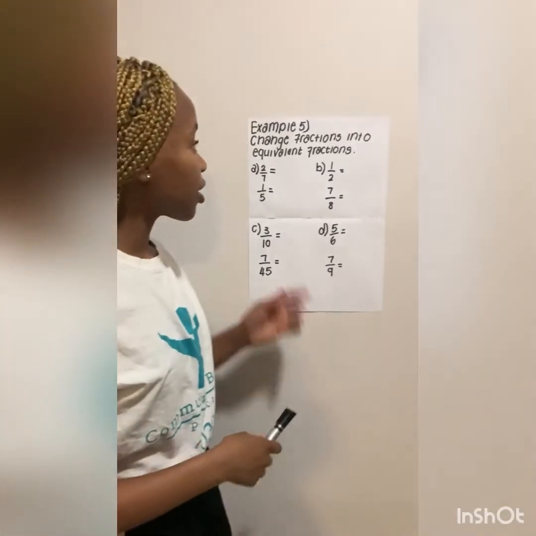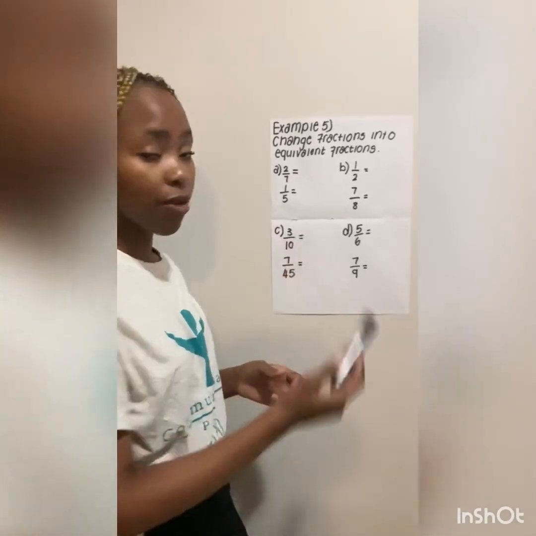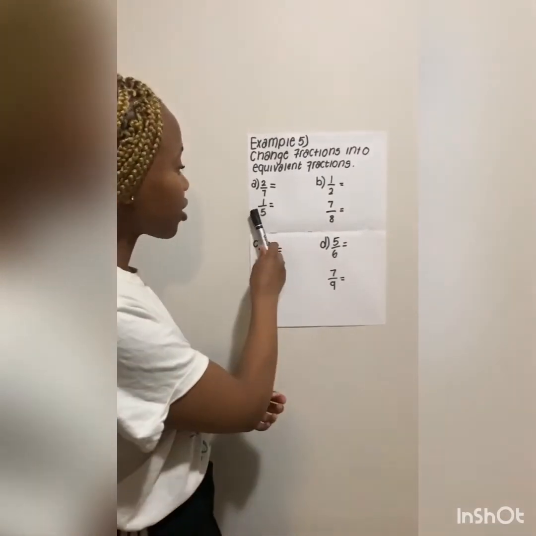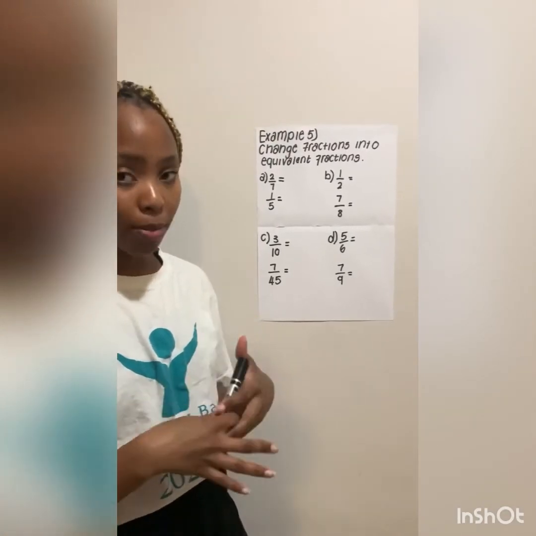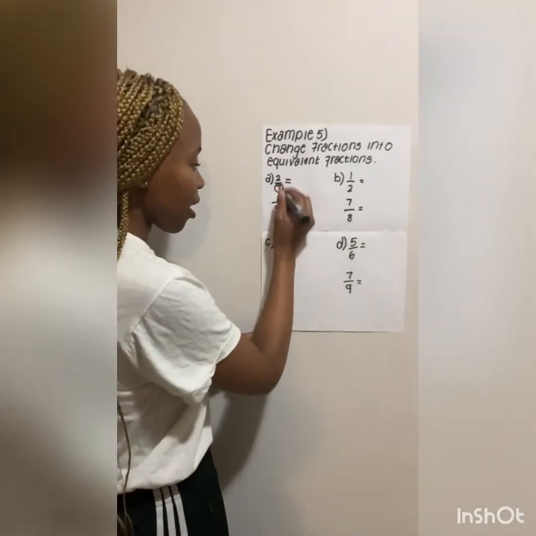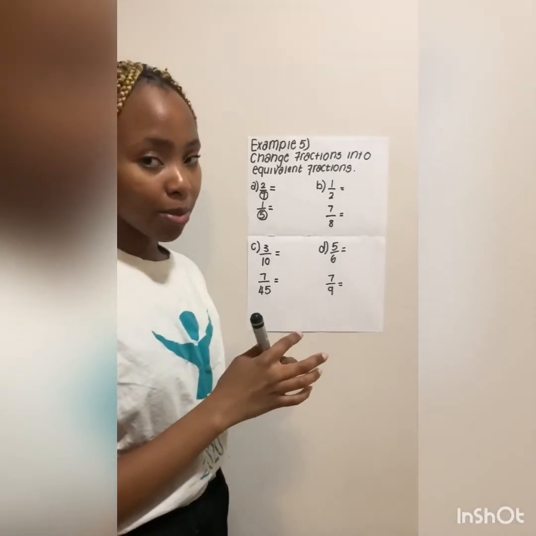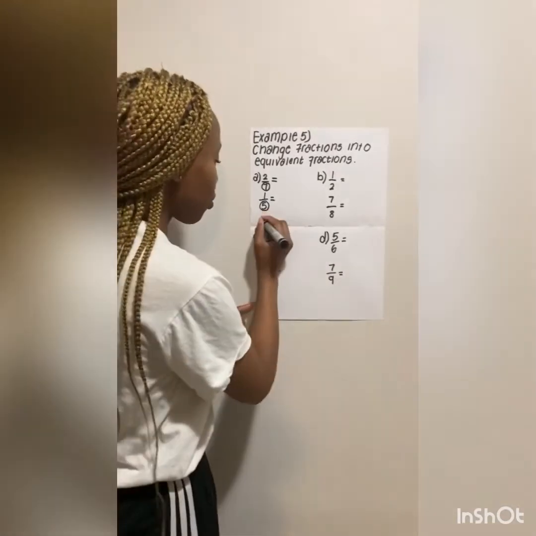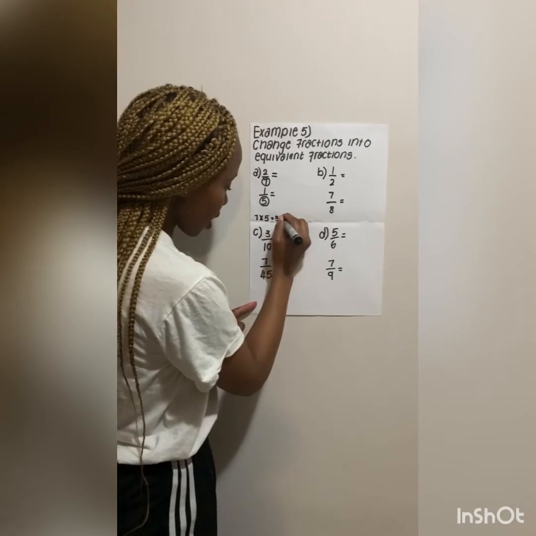We carry over to example 5, which asks us to change the fractions into equivalent fractions. Changing fractions into equivalent fractions, we need to know the least common denominator. So, 7 and 5. The least common denominator between 7 and 5, because the two are both prime numbers, will be to multiply 7 and 5 to get 35.